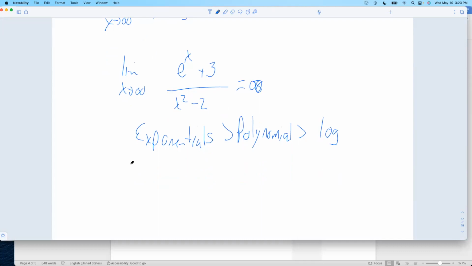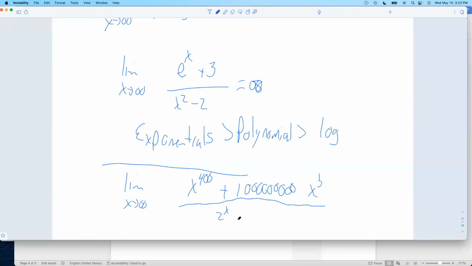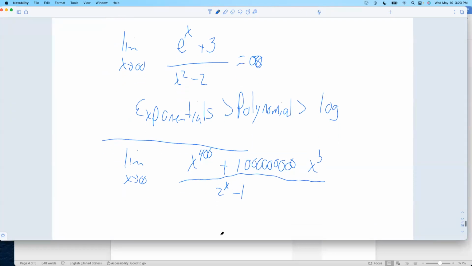If you have an exponential in the bottom, if I have, say, the limit as x approaches infinity of x to the 400th power plus 1 billion, or however many zeros I wrote there, x cubed over 2 to the x minus 1. You might think, oh, that's a pretty big power of x. Oh, look at that big giant number. None of that matters. Any exponential is going to dominate any polynomial. The bottom's going to win. If the bottom wins, the answer is 0.